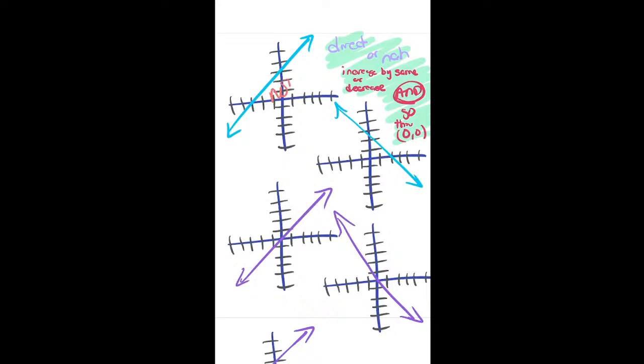This one is not direct. It doesn't pass through 0. This one is not direct. It does not pass through 0. This one is direct, okay? And when I say is direct, what we mean is these two variables are directly related, okay? All right, these are directly related. These are not directly related.